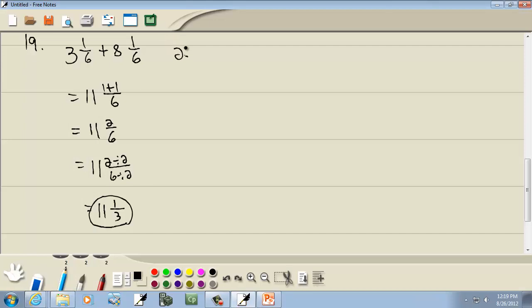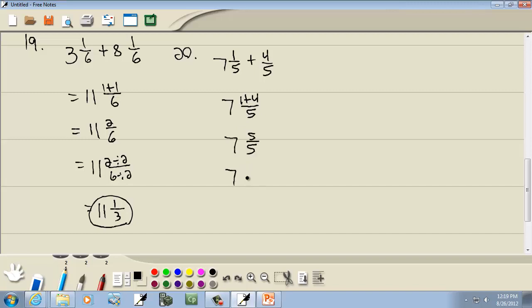And let's take a look at this one. We got 7 1/5 plus 4/5. And again, we'll add together the whole parts that are out in front. There is no whole part out in front of the 4/5, so the 7 just is by itself. Now we'll add the fractions. 1/5 plus 4/5. I'll add top parts. 1 plus 4 over 5, which gives us 5 over 5.